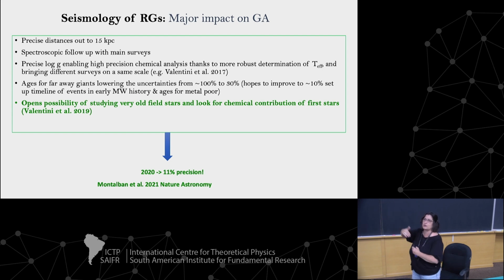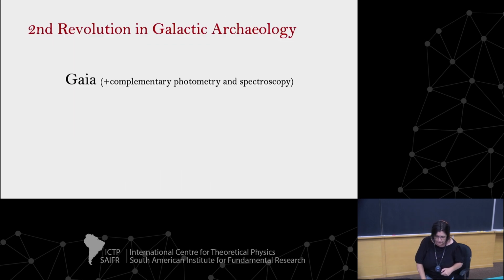But I want the giants, because I want to go far away, right? So we go from 100% uncertainty, so we cannot do it, to something like 30% if we use the normal seismology, delta nu max, with spectroscopy follow-up, and we can hope to get to 10% if we have Kepler and the analysis of the individual oscillations. We made one science case where we took some stars in this paper, 2021, that came out in Nature Astronomy, where we pushed the precision of galactic archaeology to 10% and managed to give ages for the Gaia-Enceladus stars. So this is a revolution that's still happening.